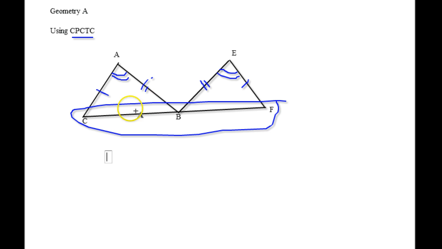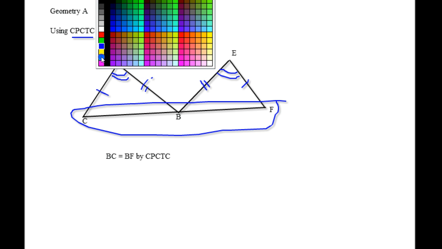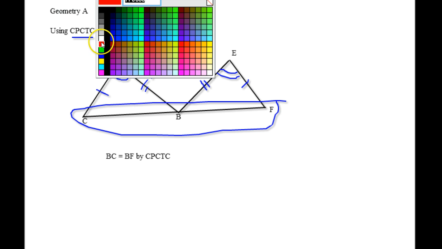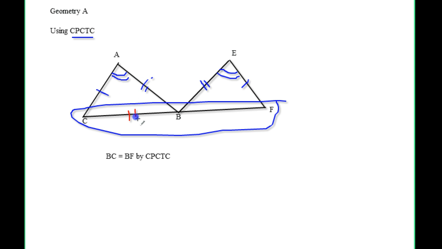Now, what else could I say about this triangle? Now, normally I would say the two triangles are congruent, but what if I wanted to say, like, what relationship do BC and BF have? So BC equals BF by CPCTC. Okay, congruent parts of congruent triangles are congruent. Okay, so that one's pretty simple. Oh, let's get a different color. Oh, there we go. So in other words, I could say this.